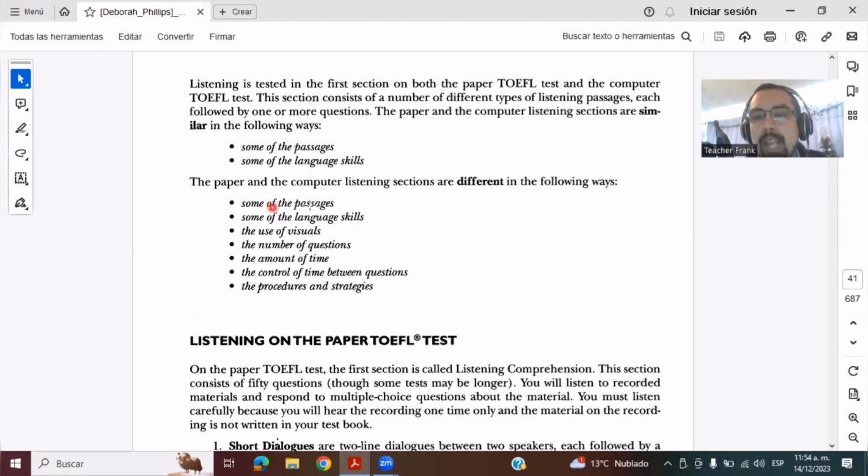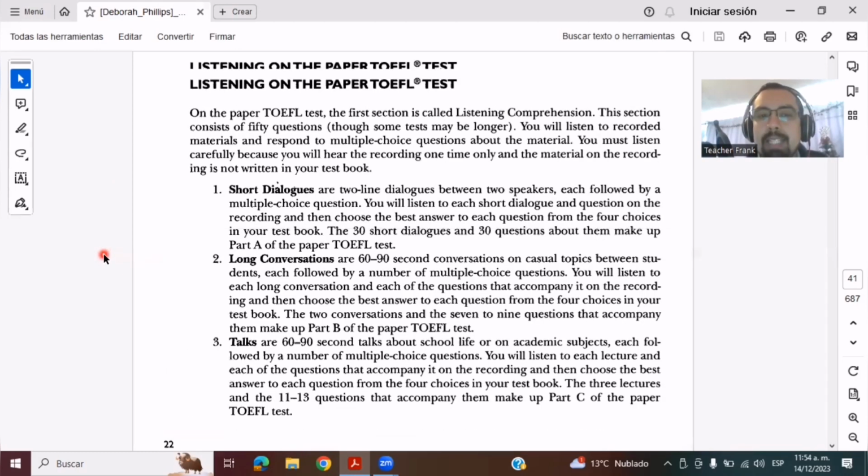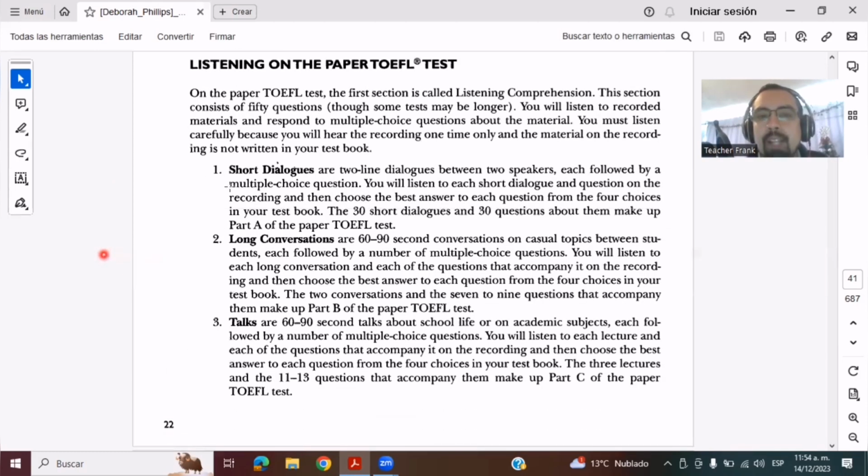This book is for the paper and the computer test, but we're going to be looking at the information for the paper test. Okay, so let's continue to what type of passages we're going to be looking at. There are short dialogues, first of all, like it says right here in number 1. Short dialogues are 2-line dialogues between 2 speakers, each followed by a multiple choice question.